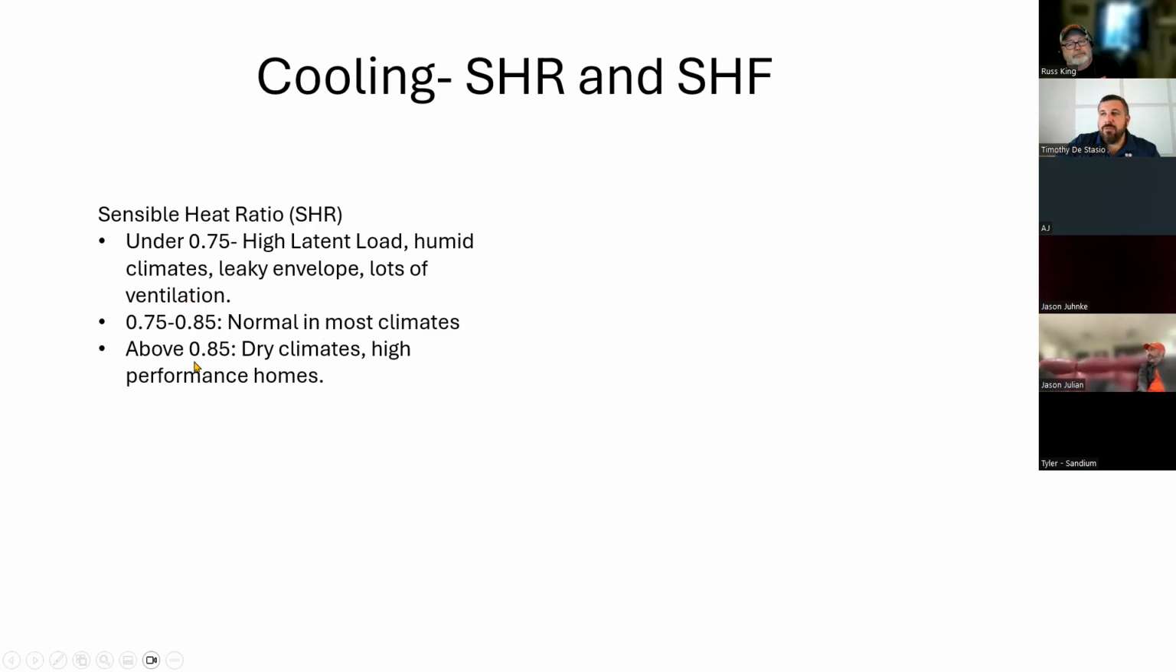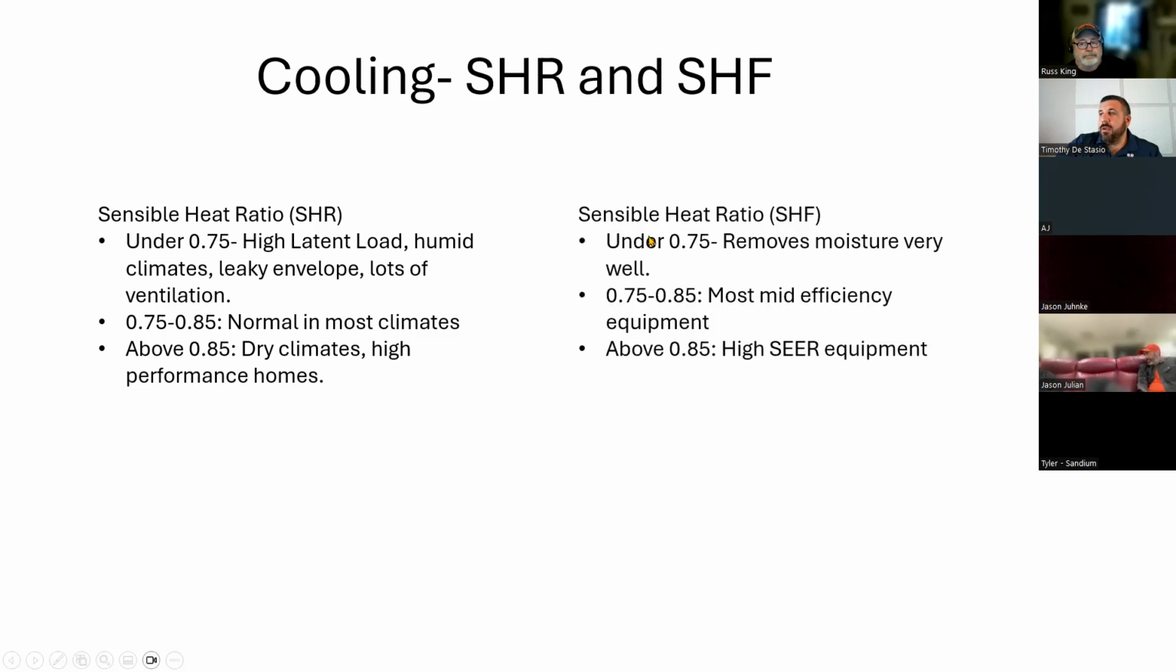Most climates, most loads. When we get above 0.85, we're dealing with either dry climates or a high performance home, a newer home that's not leaky, that maybe has an ERV and it's controlling its moisture. If you see a unit that has a sensible heat factor under 0.75, this thing is an absolute beast at dehumidification. And that's what the old 12 and 13 SEER R22 units did, because they didn't care about efficiency as much. They could run a cold coil, and they could run sensible heat factors of under 0.75 all day long.